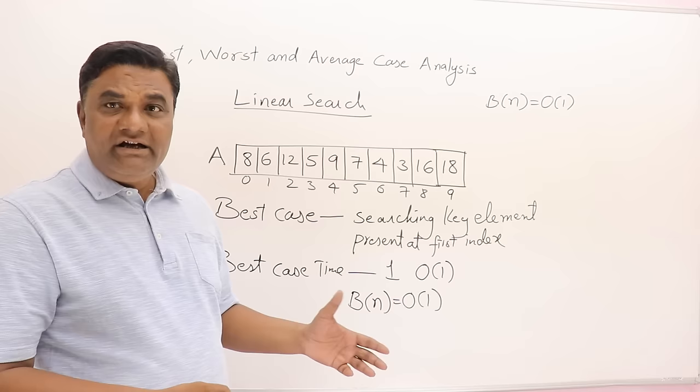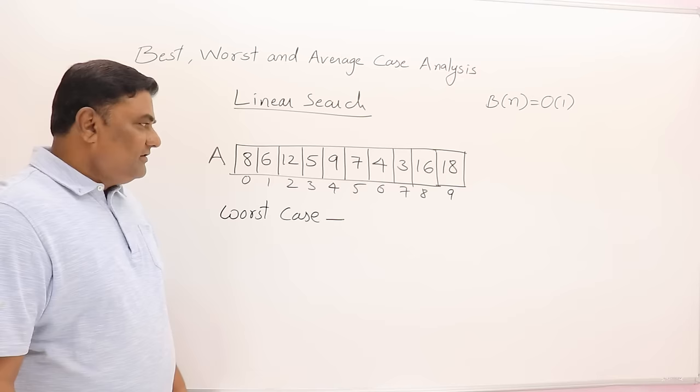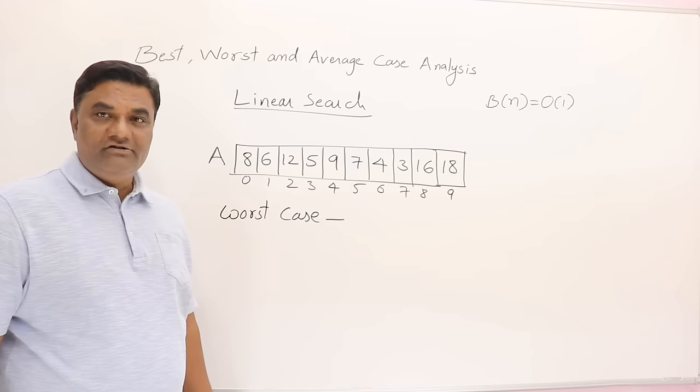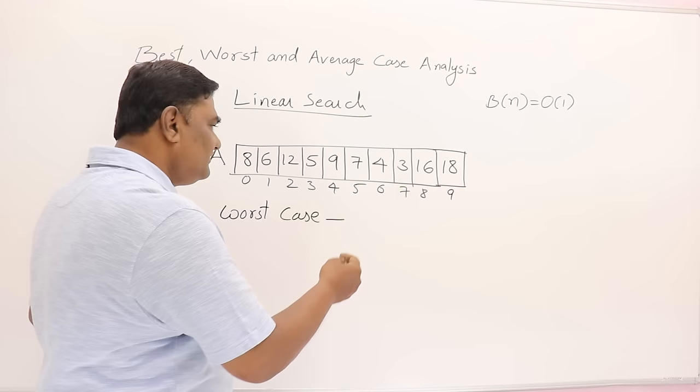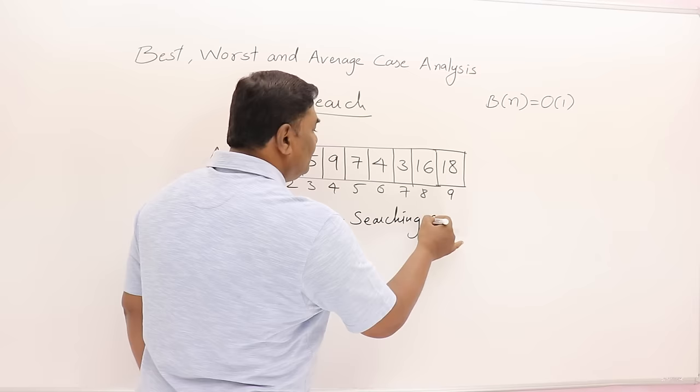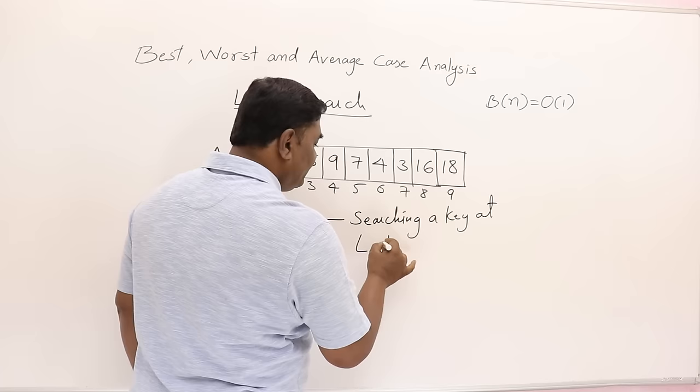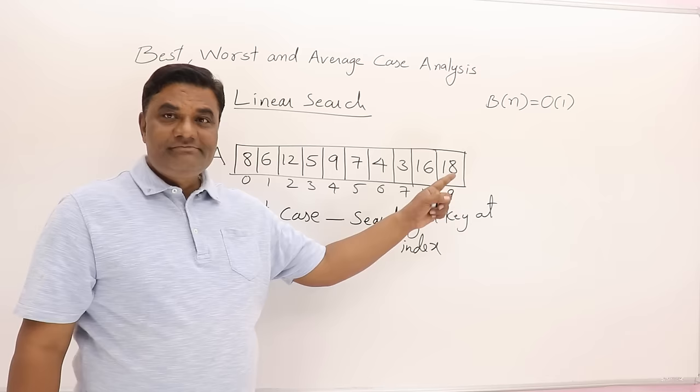Now big O, omega, what is that? We will see afterwards. First I have written that function. Now the worst case of the linear search algorithm. What's the worst case? When the algorithm will take maximum time. If I am searching for a key which is at the last index, that is the worst case. In my example, 18 is the key which is present at the last index.